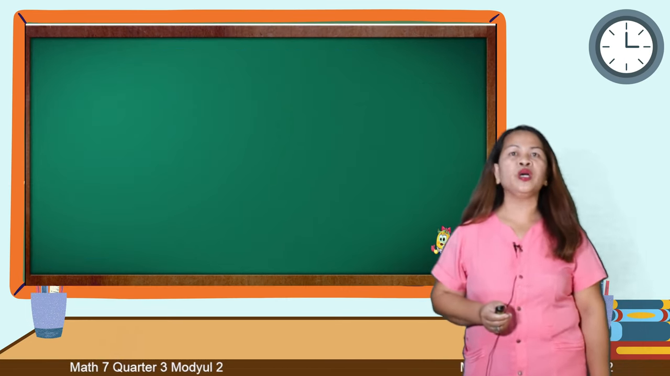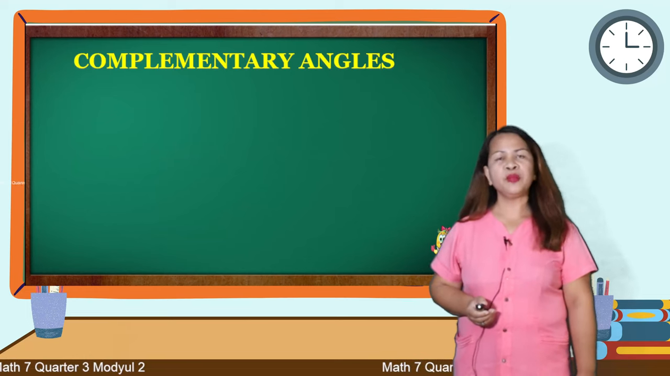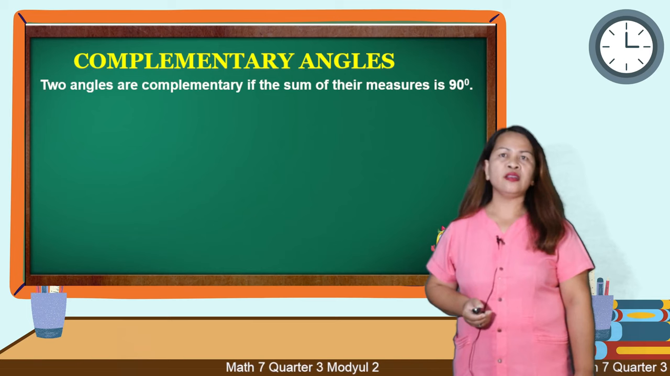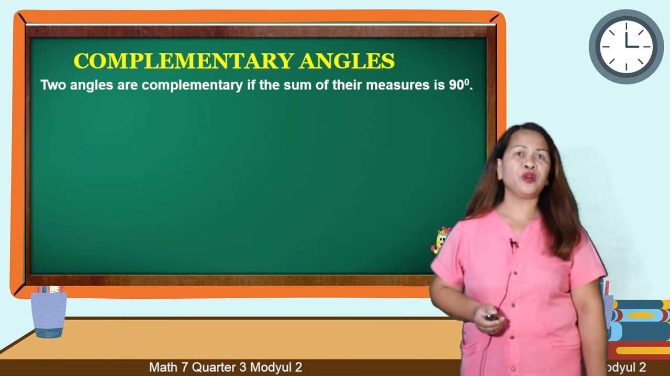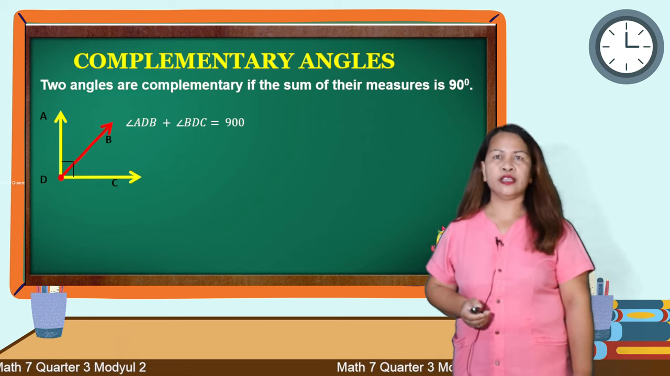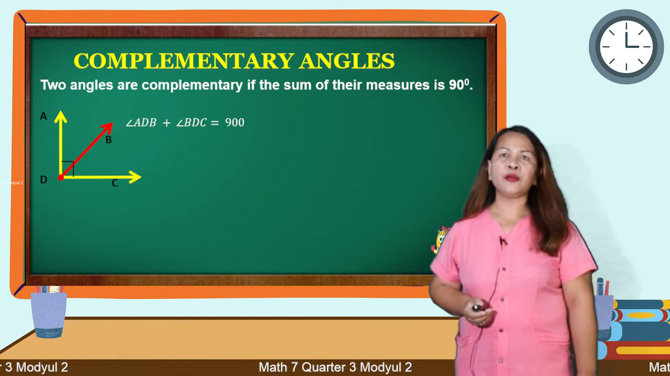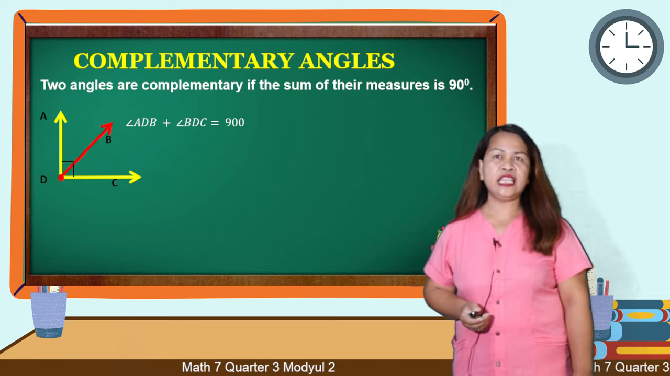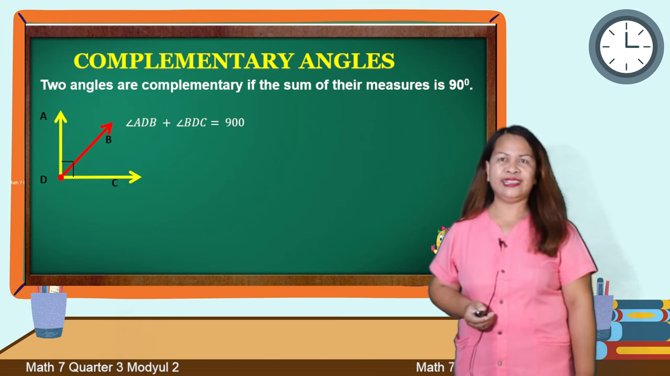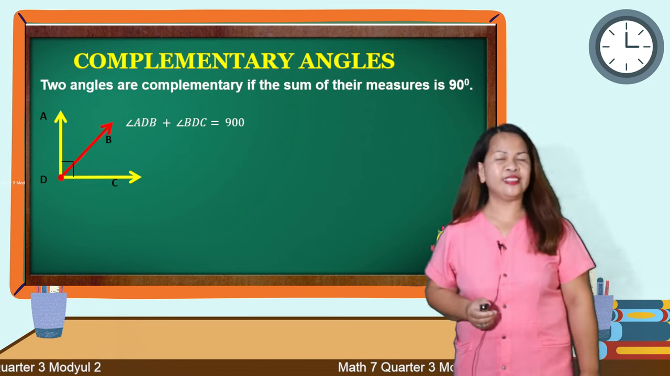Okay, the second one, we have the complementary angles. Complementary angles: two angles are complementary if the sum of their measures is 90 degrees. Okay, I have here the examples. So, measure of angle ADB plus angle BDC is equal to 90 degrees. Okay, that is 90 degrees.